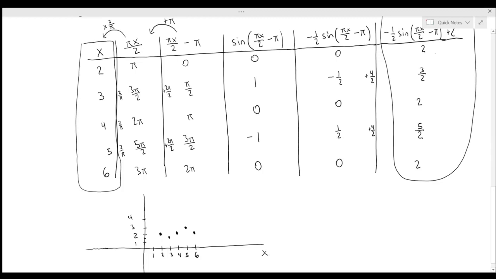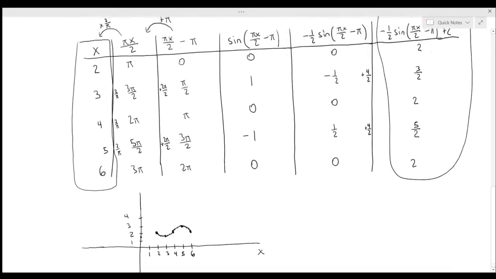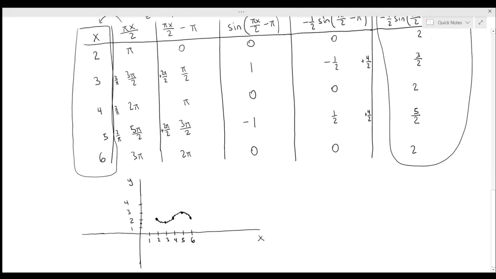Okay. So I plot my points, and then I'll connect them like that. Okay. And so what I have done right now is I've managed to graph one period of our function f of x. Now, once we have one period, to graph a second period, we just need to start repeating this now.